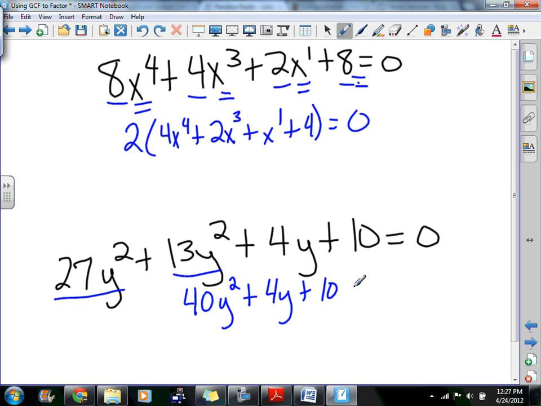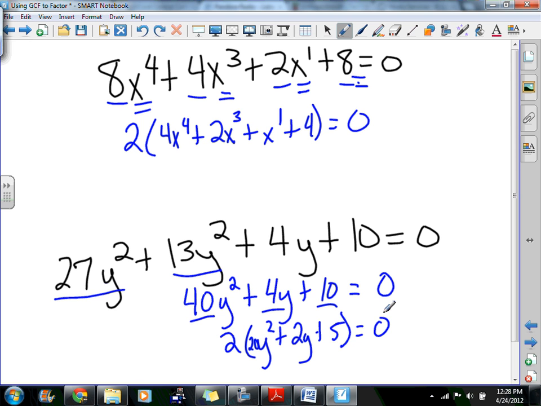So this one was a pretty tricky problem. And these don't happen often, but sometimes they do. Now, I can pull out a 2 from every term, not a 4, because I can't pull out a 4 there. And so I get 20y squared plus 2y plus 5 equals 0.